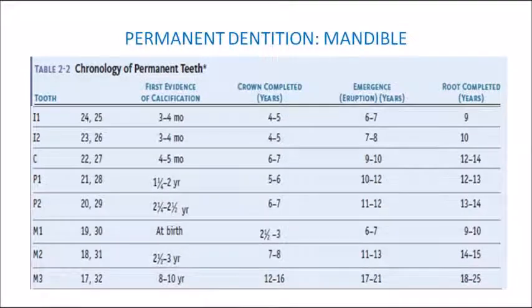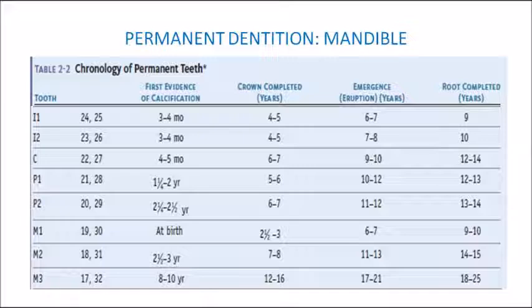Coming to the lower arch permanent dentition, the first evidence of calcification again is the same as in the upper arch. At birth, only the first permanent molars are showing the signs of calcification. There is no evidence of calcification for any of the other permanent teeth.